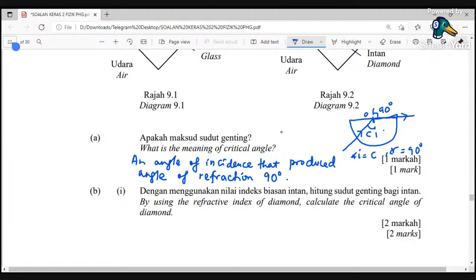Okay, because of this angle of incidence produce angle of refraction 90, so this angle of incidence we call it critical angle. Okay, dia critical lah sebab dia kat sempadan dah. Ya, kalau light tu sudah melepas di sini, dia bukan lagi refraction. Okay, that's why dia panggil critical. Macam telur di ujung tanduk, sikit lagi nak jatuh. Itu sebab kita panggil dia critical angle.